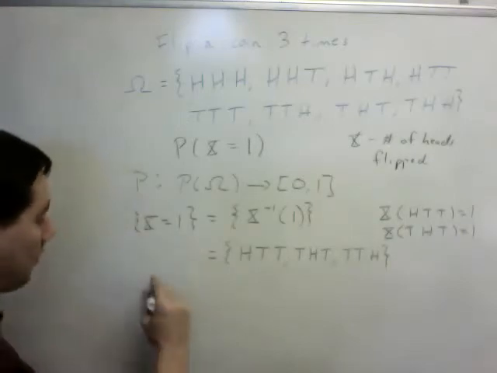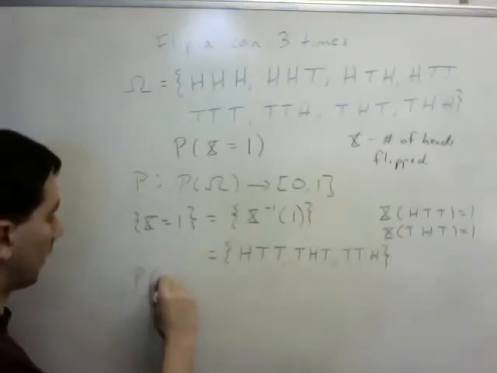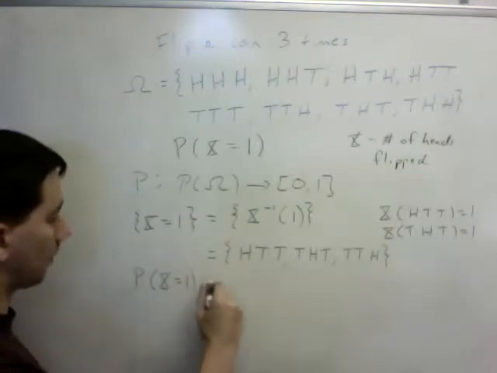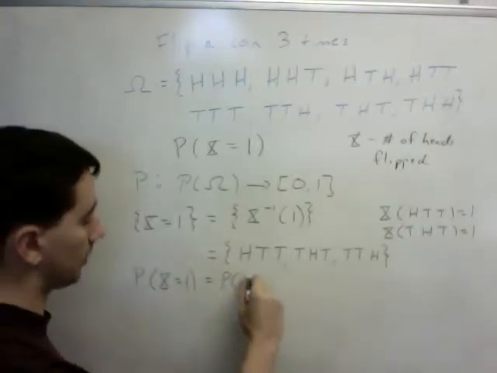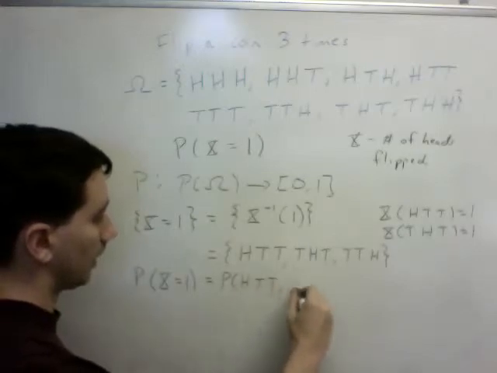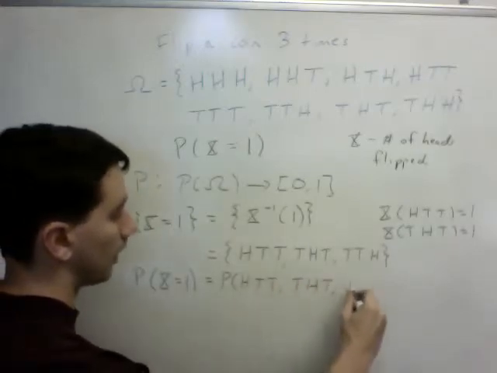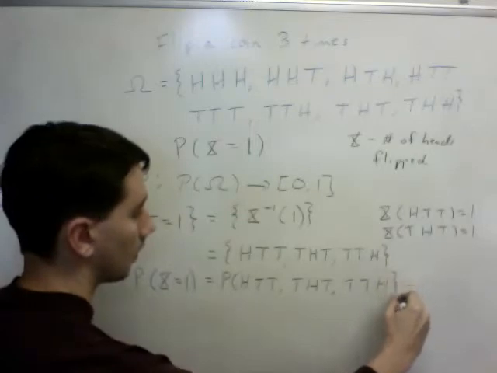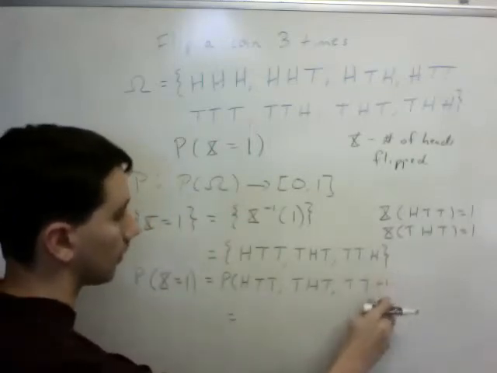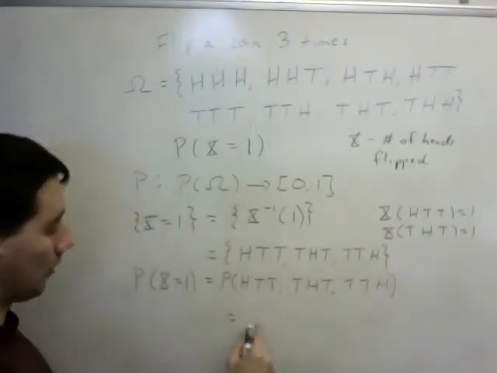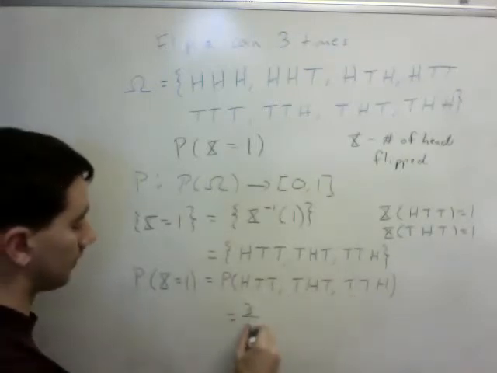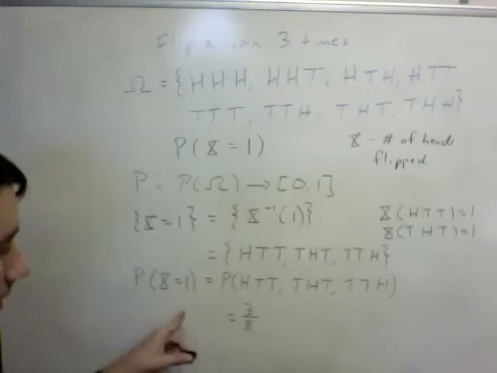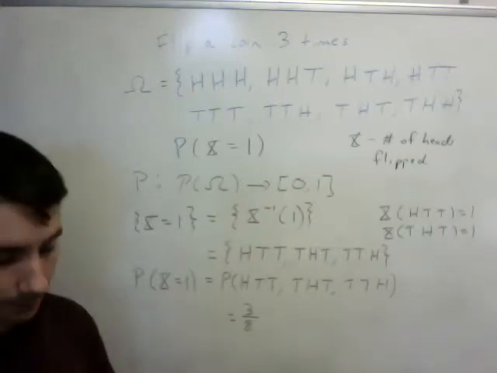And so whenever we say the probability that X equals 1, what we really mean is the probability of the points that make X equal to 1. So the probability of HTT, THT, and TTH, which in this case would be, there's 3 points and they each have probability 1/8, so it's 3/8. So there's a 3/8 probability that we have 1 heads.